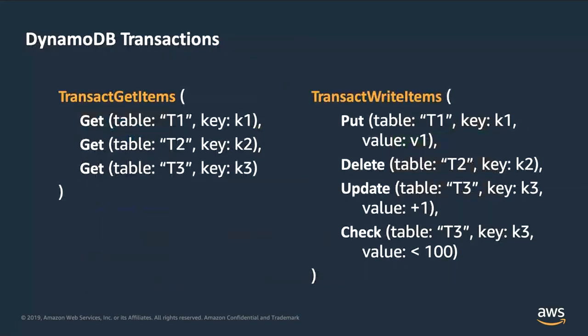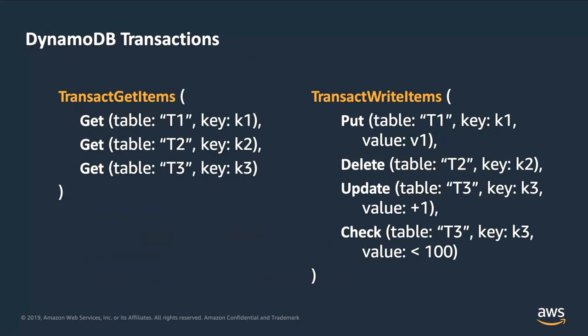Instead, we took a different approach for transactions in DynamoDB. So to the APIs, we added two new operations: transact get items and transact write item operations. And these are single request transactions that are submitted as one operation, and they either succeed or fail immediately without blocking.